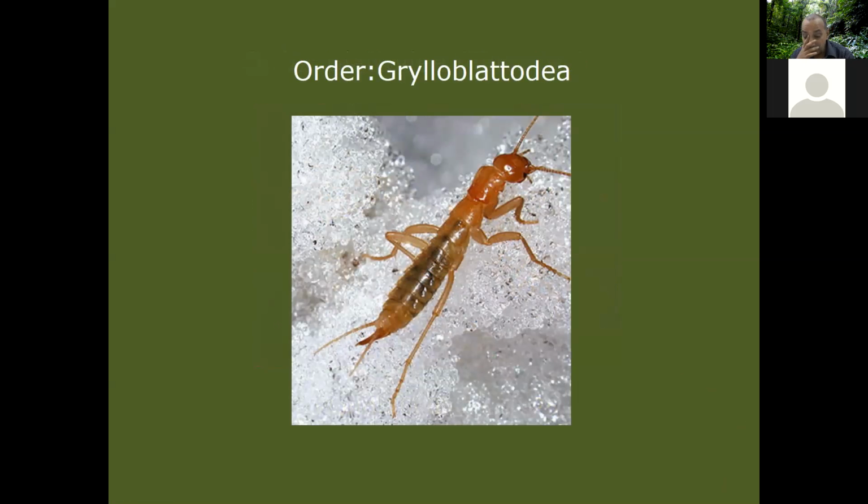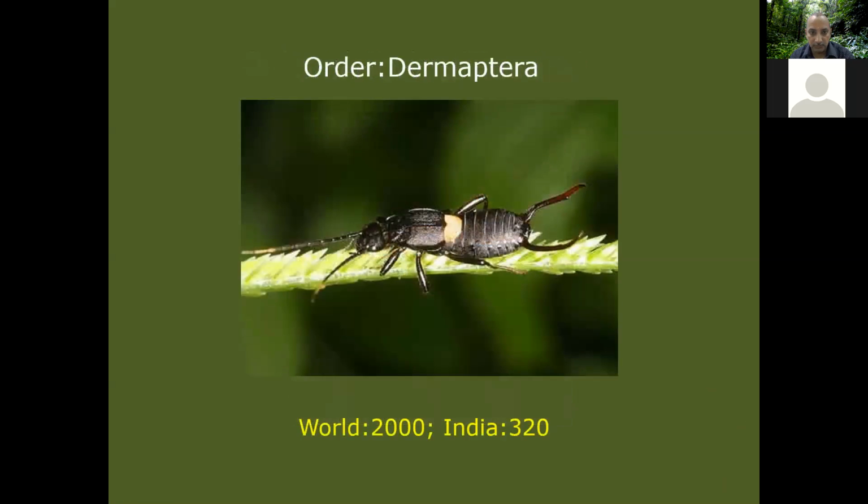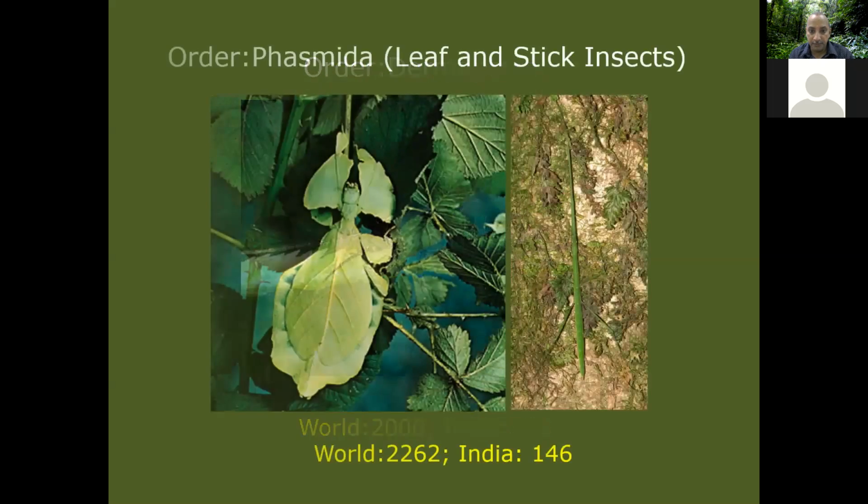Then we have another group called Grylloblattodea. This group is not known to occur in India. And then come the Dermaptera. So Dermaptera are called earwigs. They have a two fork-like structure at the end of the abdomen, and are a very common soil insect, and you can see them especially when they come to light. We have about 320 species of Dermaptera.